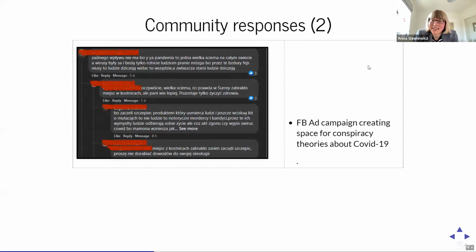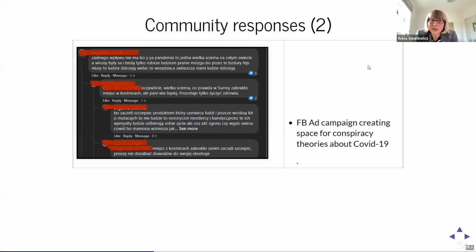This is the second type of negative responses that we noted. So our campaign mobilized people to discuss COVID as a pandemic, in broader terms. And we noted that this created space for conspiracy theories to flourish, for anti-vaxxers to spread misinformation about the vaccination program, for example.